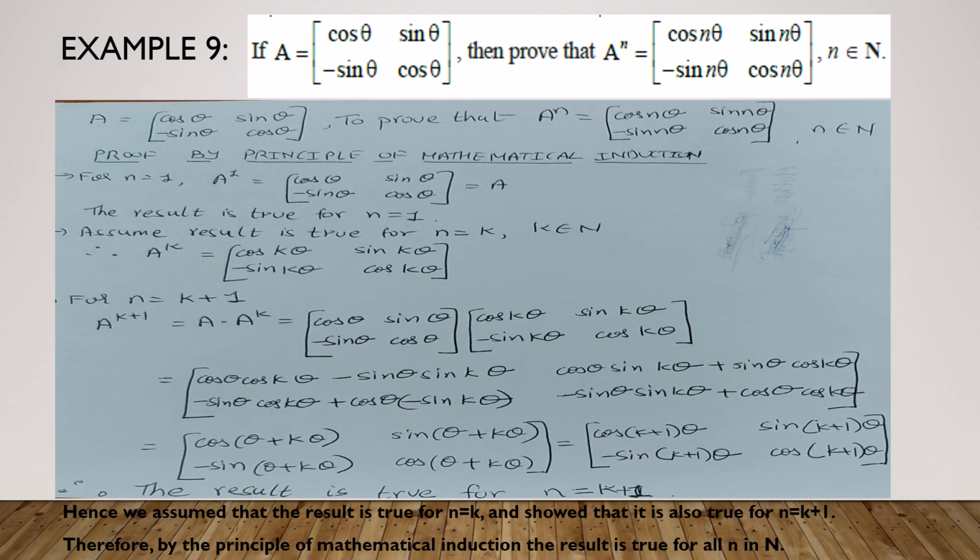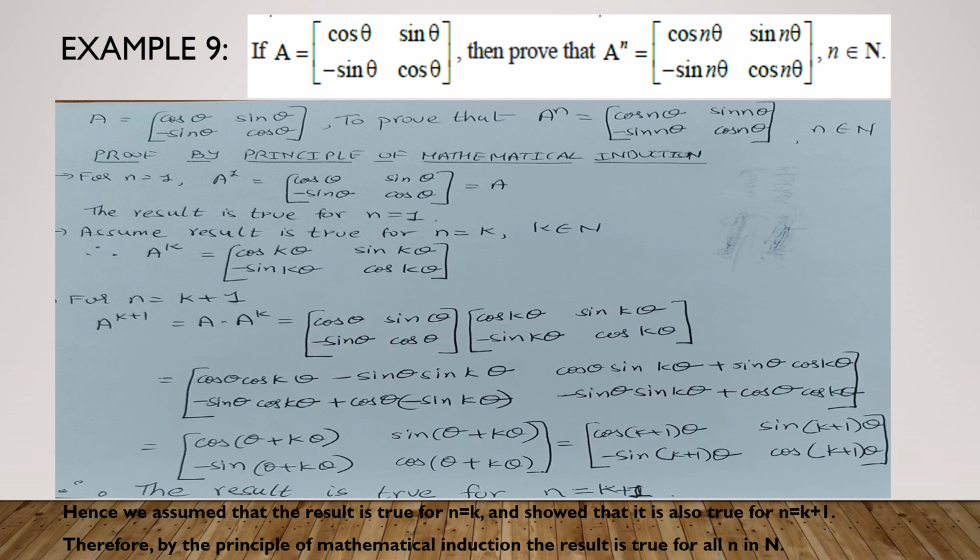What is the principle of mathematical induction? I am just repeating. You just have to prove the given result. First you have to prove the given result for n is equal to 1. Then you have to assume that the given result is true for n is equal to k, for some k. Using this assumption, just show that it is true for k plus 1 also. If you are able to do that, the result is true for any n.